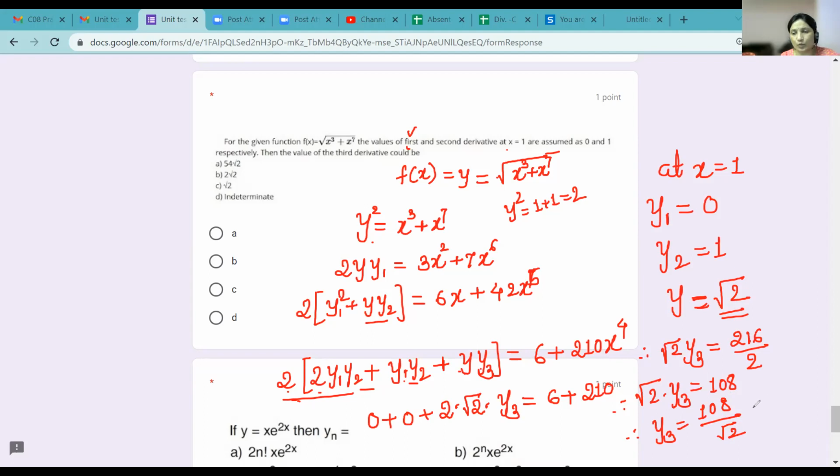आता 108 ला तुम्ही 2 ने डिवाइड केलं तर काय मिळेल तुम्हाला 54 into 2 divided by √2. आता 2 divided by √2 मग तुम्हाला काय मिळेल तिथं y3 is equal to 54 into 2 can be written as √2 into √2. One √2 will cancel, remaining term is √2. So which option is the correct option? Option A.